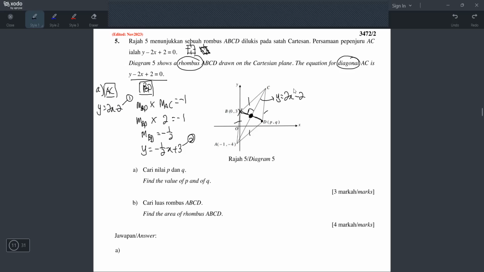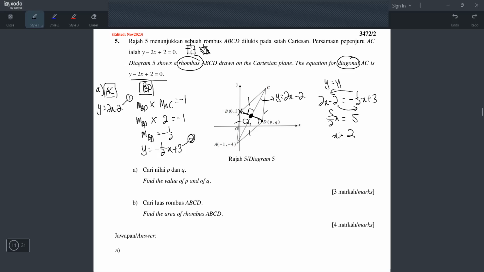So what we do now is I will continue here. I will write y equals y, right? Because this one is y equals, this one y equals, so both are y. So I can just use the substitution method. So it will be 2x minus 2 equals negative 1 over 2x plus 3. And now I can find my x coordinate. Negative 2 moves there, becomes 3 plus 2, 5, minus 1 over 2 becomes plus, 2 plus 1 over 2, 5 over 2x. So my x will be 5 times 2 divided by 5, which is 2. So it means the x coordinate of this intersection point is actually 2.